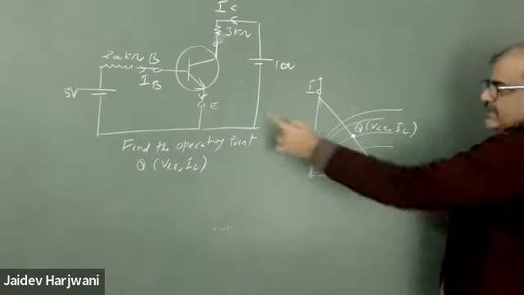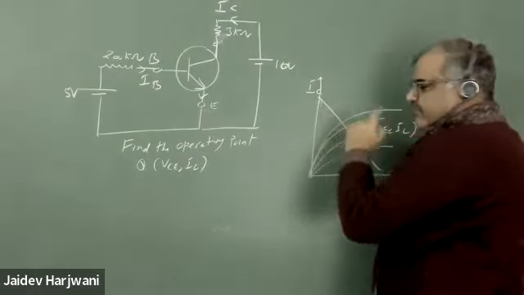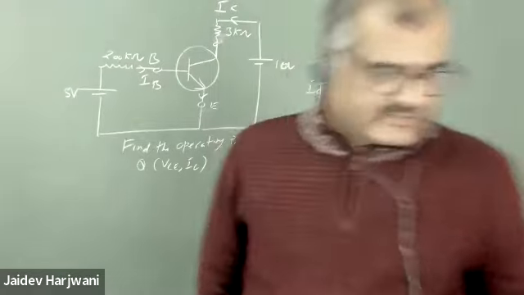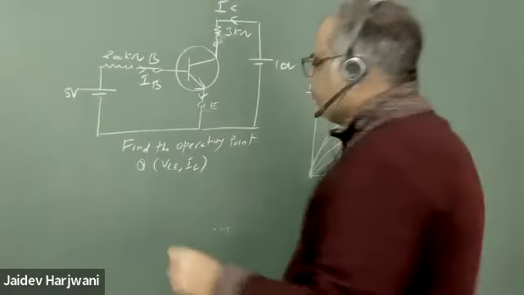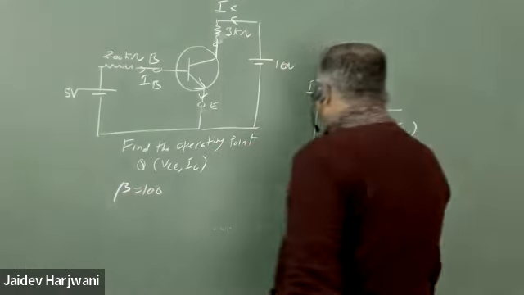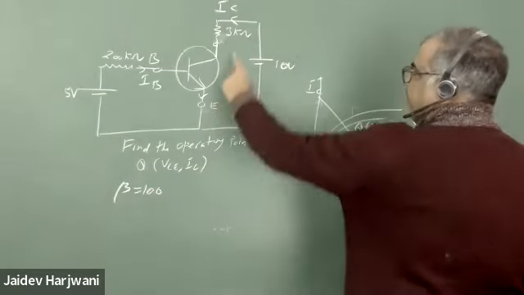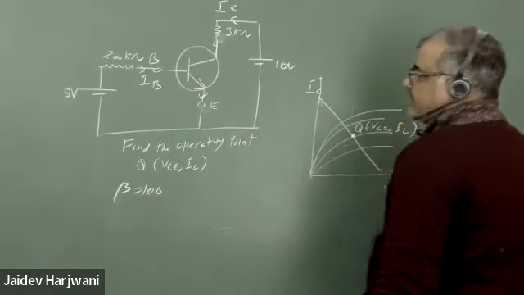Some IB current will come from the circuit. If the beta is given, you can find IC. In this particular question, the beta value is given as 100. Now you can see here we have a resistor also in the circuit.